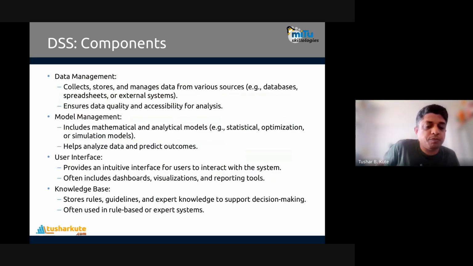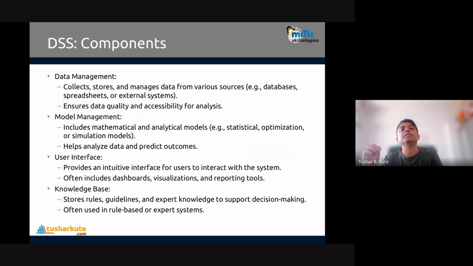Data first, data management. Data management is the process where all data is stored, in databases. These databases are where the actual data is taken from. This data can be in a database format, like SQL, NoSQL. It can be a spreadsheet format, a CSV file, an Excel file, or any other external system or internet network from where you are accessing the data, which ensures data quality and accessibility for analysis. That is data management at the primary source.